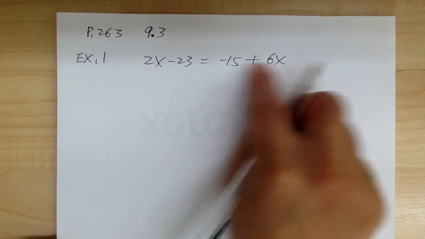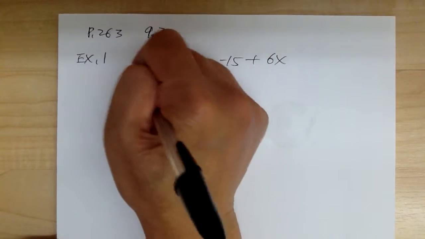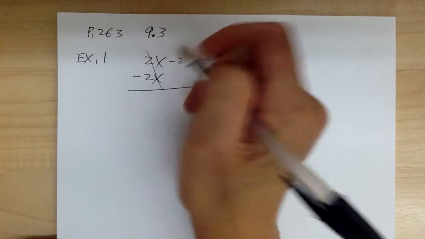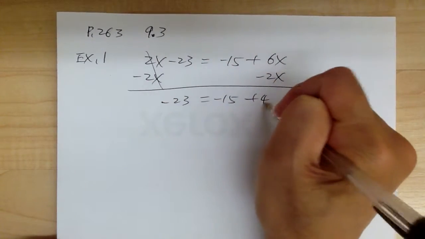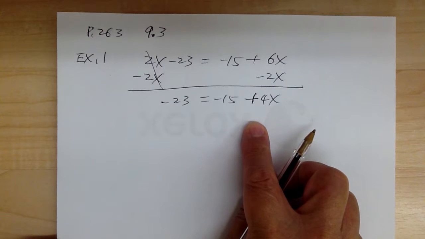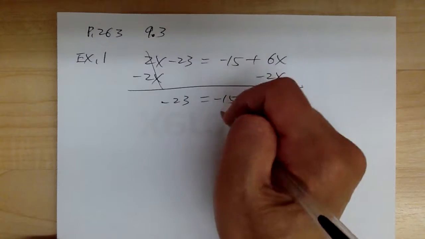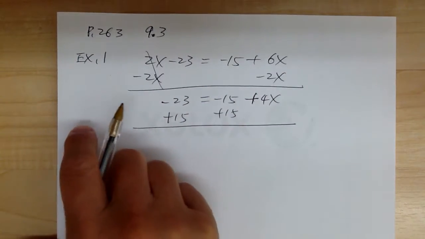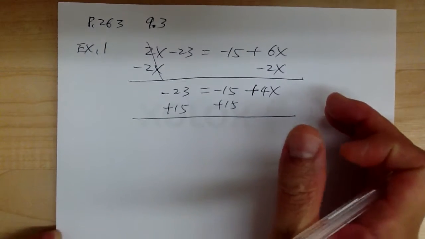So I'm going to move this to this side. To get rid of these, you have to subtract, right? So minus 2x, minus 2x. So this will cancel out. So you got minus 23 equal to negative 15 plus 4x. So now it becomes the previous lesson, right? To undo this, you have to add 15 first. Add 15, right? Basically what you want to do is have the variable on one side and the number on the other side. You need to get the number by itself.